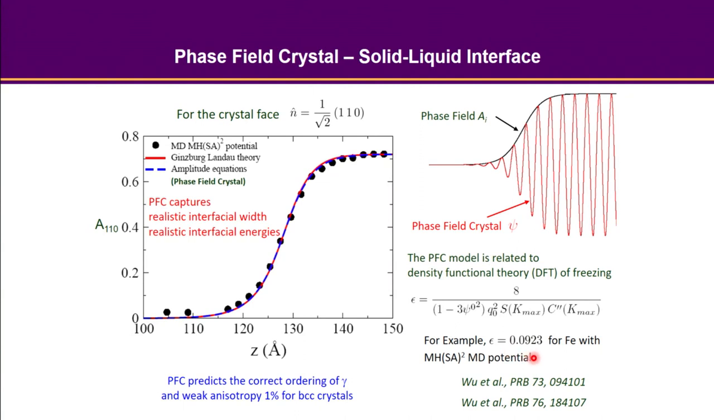And in a PFC, if you set that parameter, you can recover that exactly, giving you how the density will decay from the solid to liquid, and compare with MD, of course. All right. Any questions so far? If there's a question, I can address it, and I will make another comment about this interfacial anisotropy.